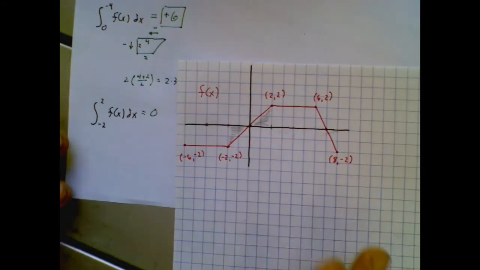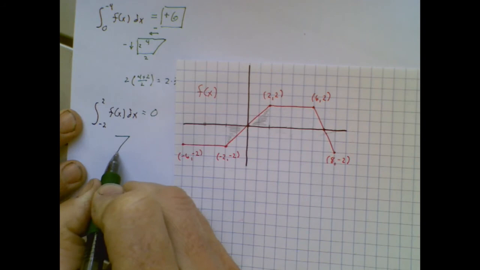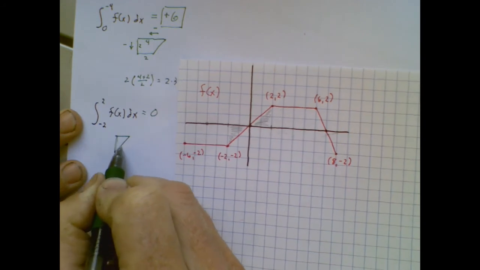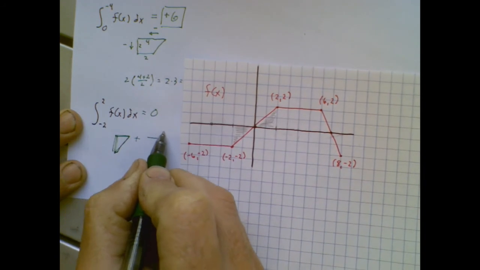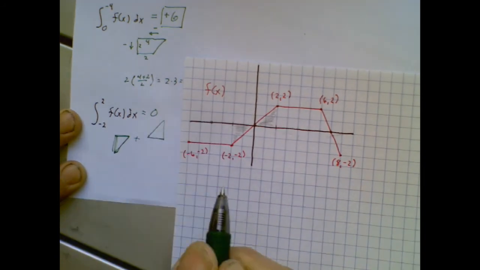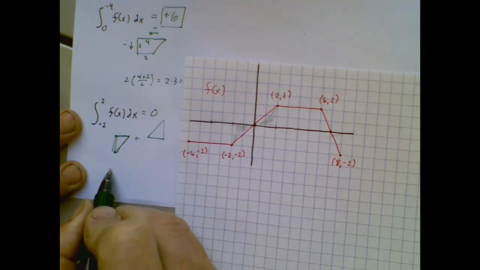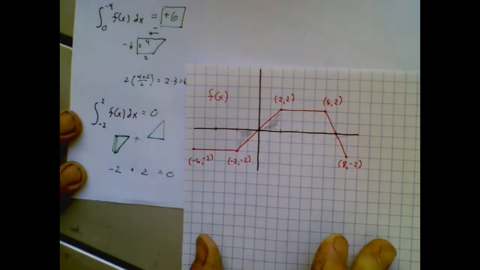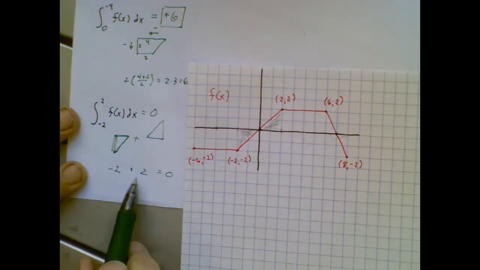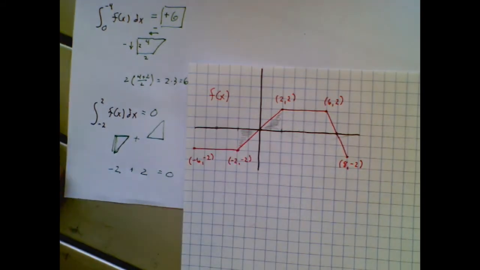If you really wanted to be picky, what you have is a very bad triangle plus another triangle, and in this case that would be a 2 by 2 triangle, and I'd still get my 0. So you can always work it out if you feel like it, but when you spot symmetry like that, don't be afraid to use it to make your problem quicker.